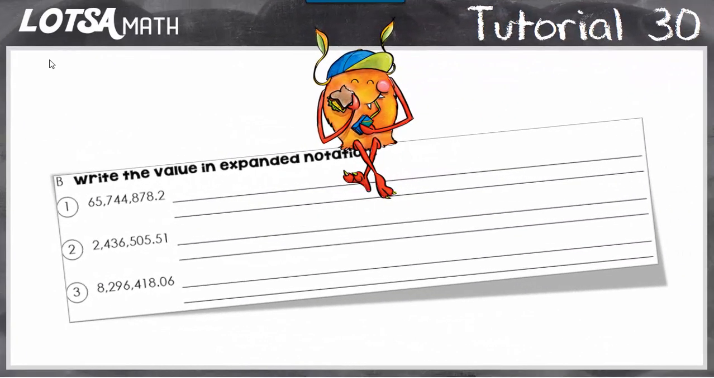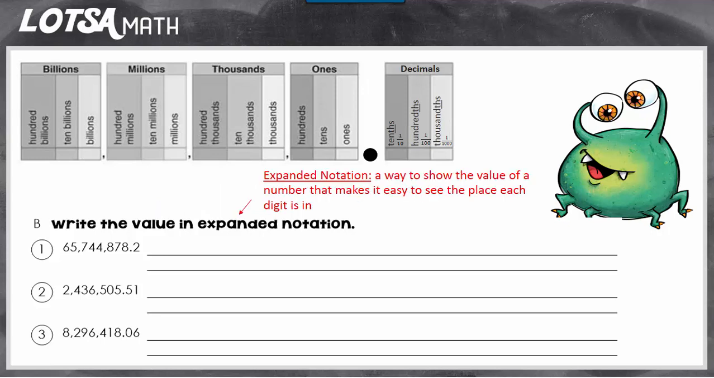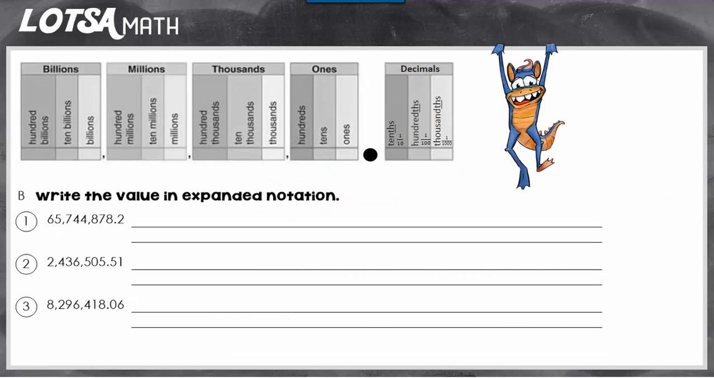For these types of questions, we're going to write a value in expanded notation. So remember, the value is the amount a digit is actually worth, and expanded notation is just a way to show the value of the number, but it makes it really easy to see the place that each digit is in. This is going to be very similar to what you've already done. We're just going to add in decimals. So let's look at some examples.